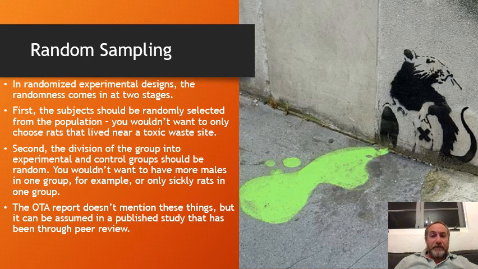And then second, the division of the group into the experimental and control groups should also be random. So you don't want to divide it into all males and all females, or divide it by weight, with the healthier rats in one group and the sicker ones in the other. Now notice the OTA report doesn't mention any of that, but in a published study that has been through peer review, you can pretty much assume it.